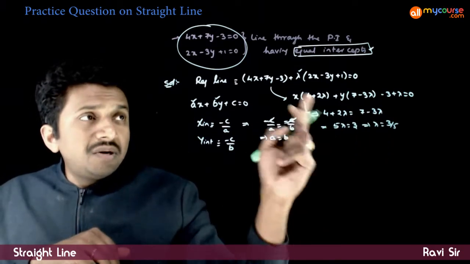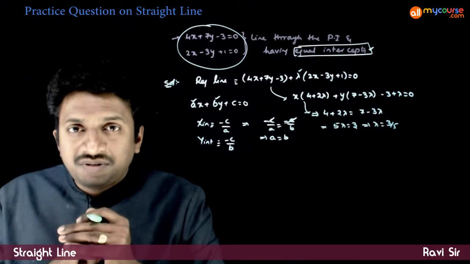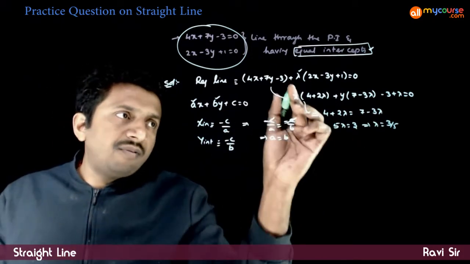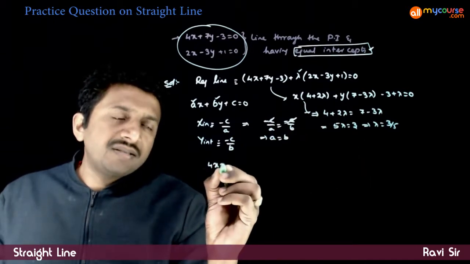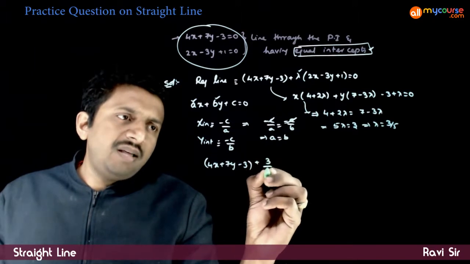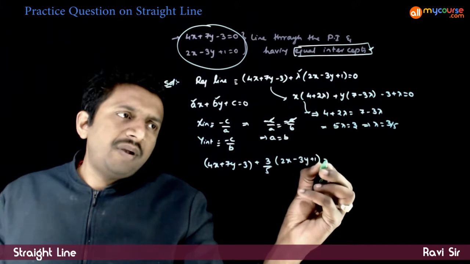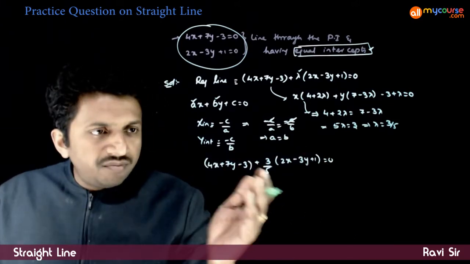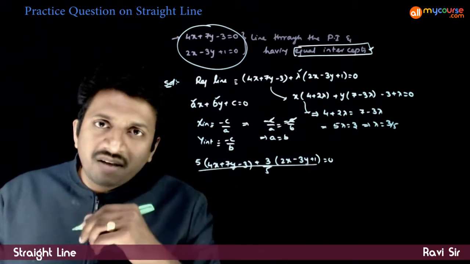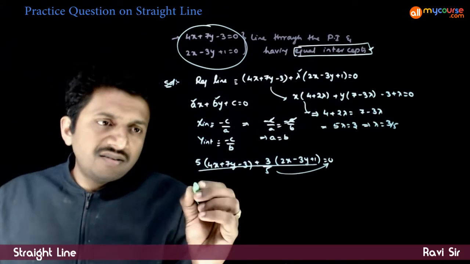So if lambda is equal to 3 by 5, then the line will have equal intercepts. If you put lambda equal to 3 by 5, you get 4x plus 7y minus 3 plus 3 by 5 times (2x minus 3y plus 1) is equal to 0. So if you take the LCM, you get 5 times this divided by 5 is equal to 0. This 5 goes onto that side, it's cancelled.